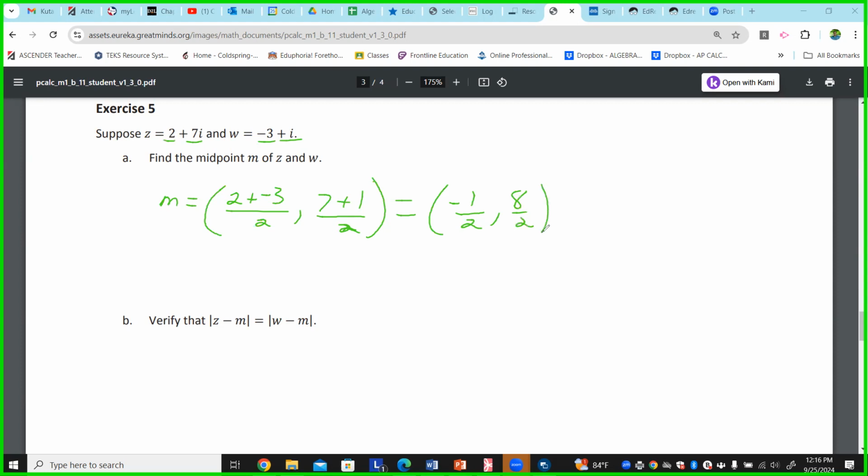I do ask that you simplify if you can. Can't really do anything with that fraction there, so that's -1/2. And then what's 8 over 2? 4. So the only difference when we're looking for the midpoint of a complex number is we're just going to then rewrite this as a complex number. How would you rewrite this as a complex number? Very good.